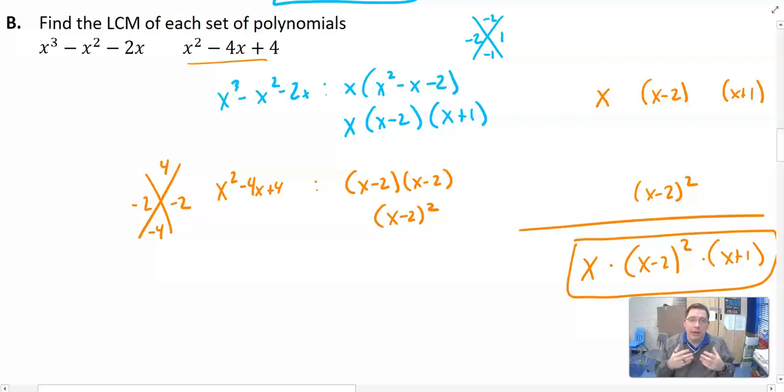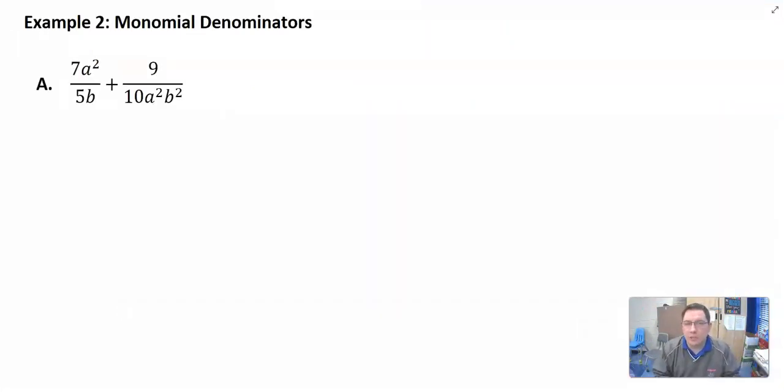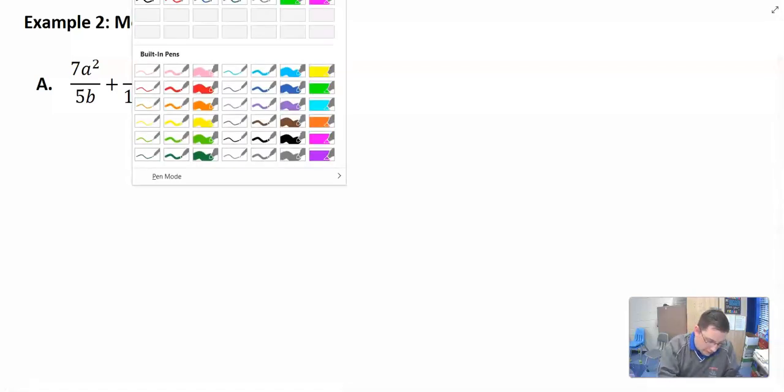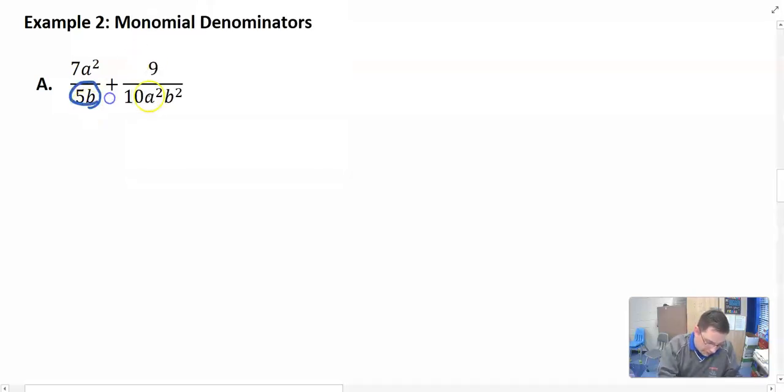Okay, so now what we're going to look at in the next examples is how to actually add and subtract these together by finding these common denominators. So in this example, we're dealing with monomial denominators. And when we're trying to get a common denominator, remember, we're only going to focus on the denominators, and then we'll get back to the numerators and have to multiply them by something.